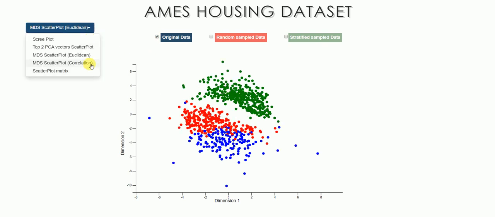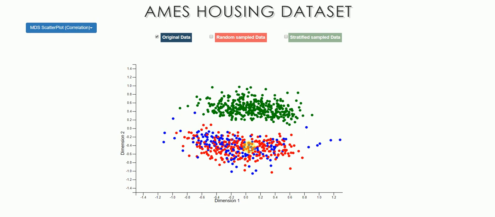Moving on, MDS, multidimensional scaling, can also be used with correlation distances, which we'll try to visualize here. As you can see, the green cluster is still maintained, but there is some overlap between the red and blue clusters using the correlation distance. This can be explained as correlation distance doesn't necessarily follow the distance metric that Euclidean distance does.